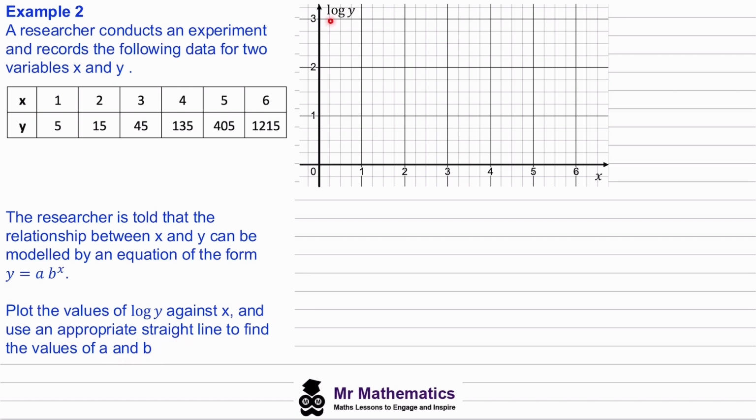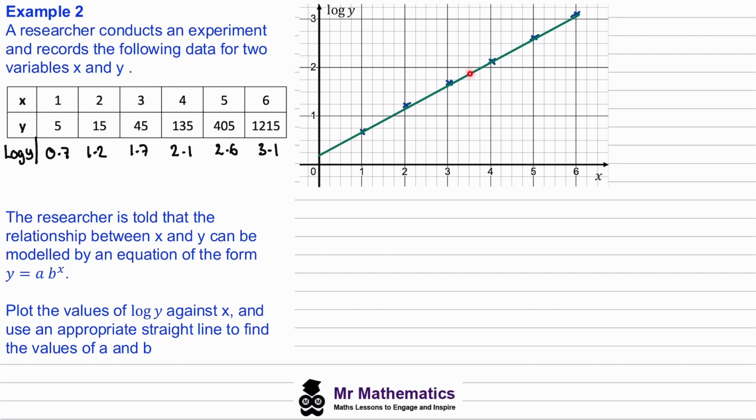So if we're going to plot log y against x, we need to take the log of each of these y values. So the log to the base 10 of 5 will be 0.7. Of 15, it'd be 1.2. Of 45, it'd be 1.7. Of 135, it'd be 2.1. And then 2.6 and 3.1. Now we need to plot the x values against the log y values. And then from this we can draw in our line of regression.